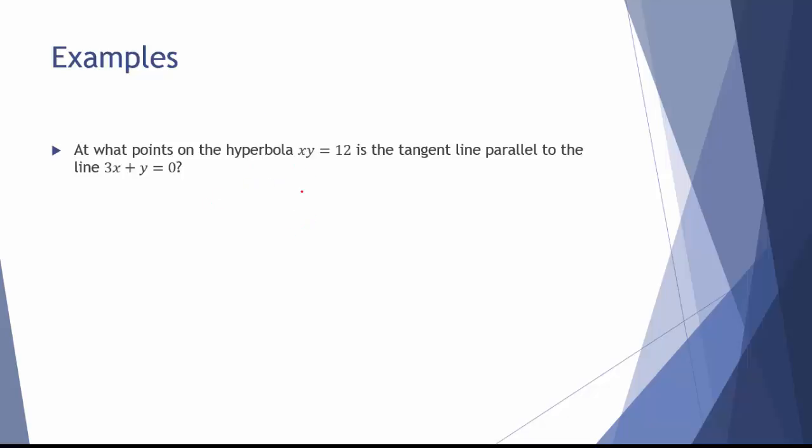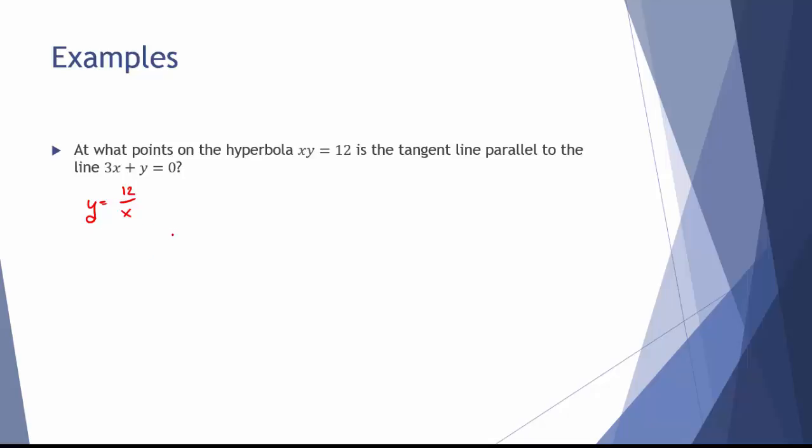Normally when we see these, they have already been solved for y or f of x. But the good news is, since this is a hyperbola, it's a very easy fix. You just rewrite it as y equals 12 over x, and you'll be able to very easily take the derivative of this.